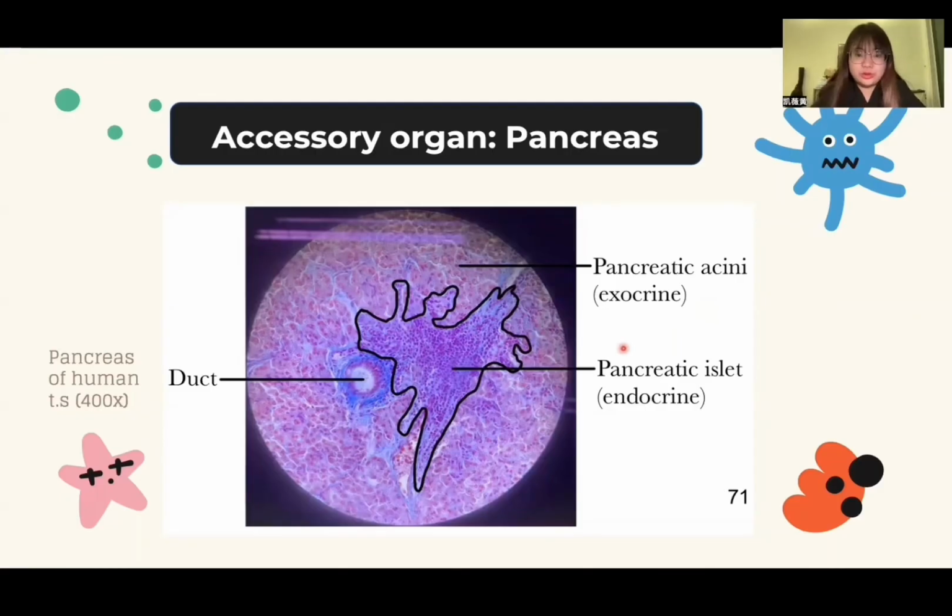Now, I'm going to show you the human pancreas under the microscope. In this slide, we can see that this is dark. This is pancreatic acini. This is pancreatic islet. It has both endocrine and exocrine function. The exocrine portion of the pancreas, which includes the pancreatic acini, will produce the digestive enzymes. And the endocrine parts, which include the pancreatic islet, will produce the hormones.